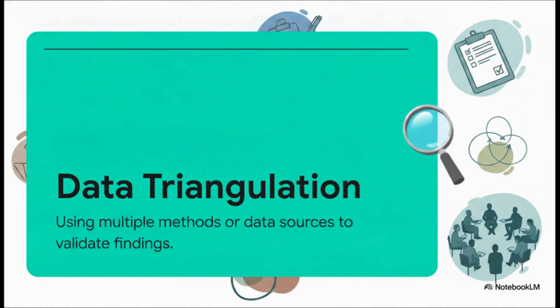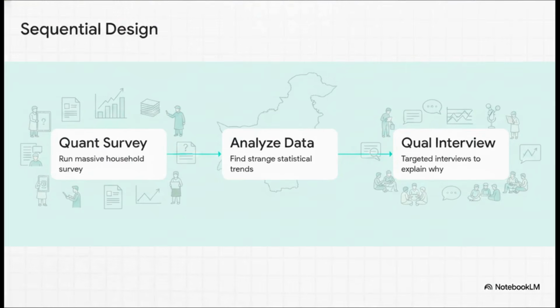Triangulation just means you're using multiple methods or data sources to build a comprehensive picture and cross-verify everything. You check your giant national survey numbers against your village-level focus groups to make sure your conclusions are rock solid. If the spreadsheet says one thing, but the community is telling you another, well, you know you need to dig a whole lot deeper. So how does this actually work in practice?